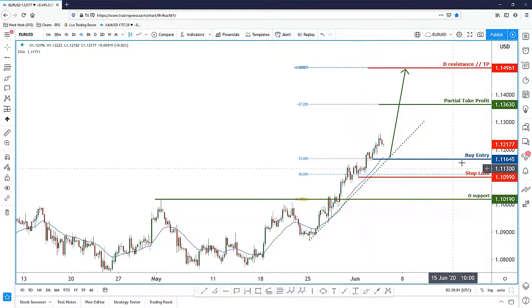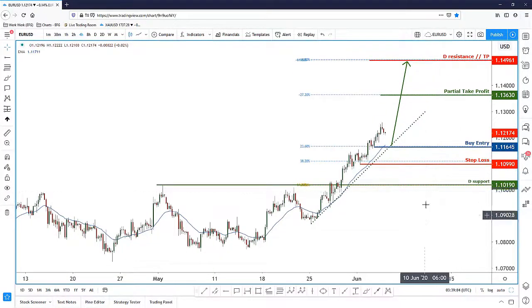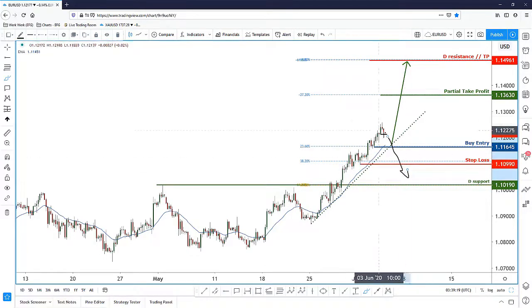So this is the view that I have for euro dollar. I'll wait for price to pull back to the buy entry before going long, and my stop loss will be slightly below the 38.2. Why my stop loss is there is because if price breaks below and closes below the stop loss, there are three things that happen.